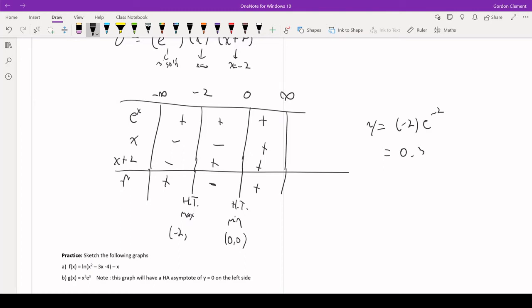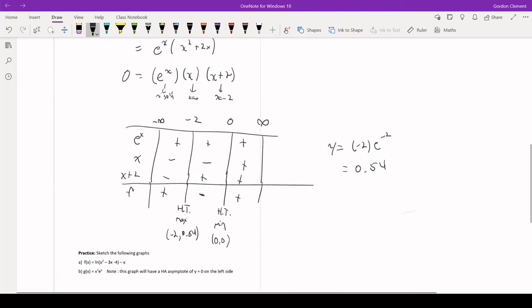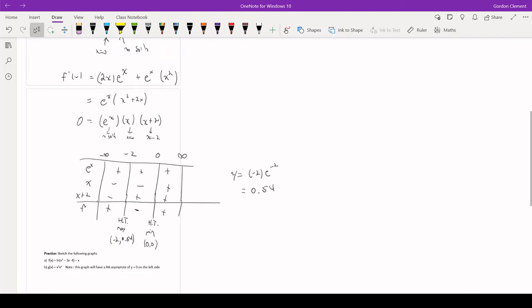And I get 0.54 when I plug that in, so there we have that. So now I'm going to move on and find my second derivative. The unfactored version, I think, is the easier version to get the second derivative from. So I'm going to be looking at that.